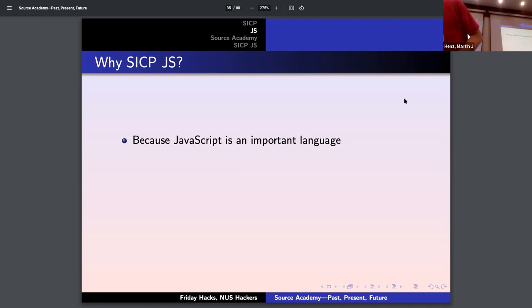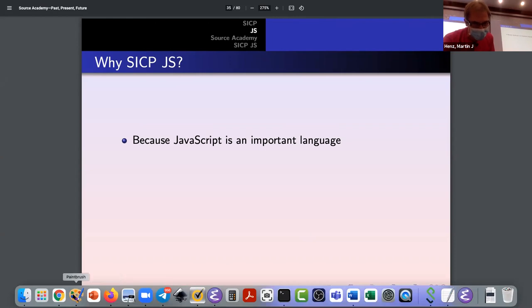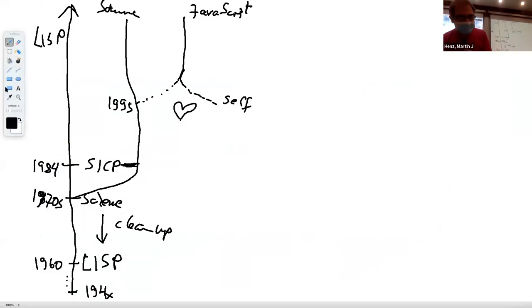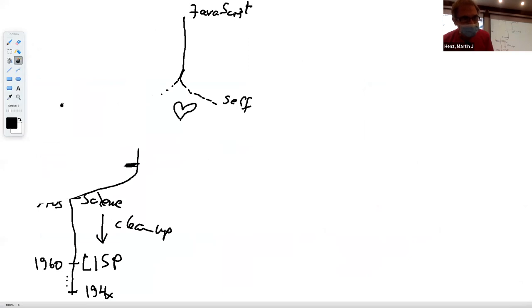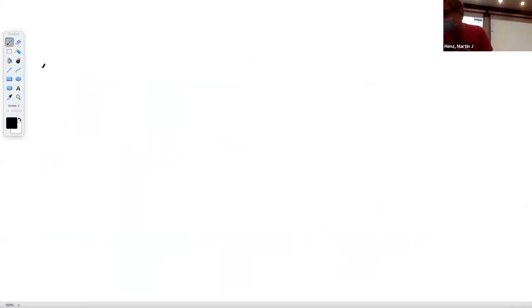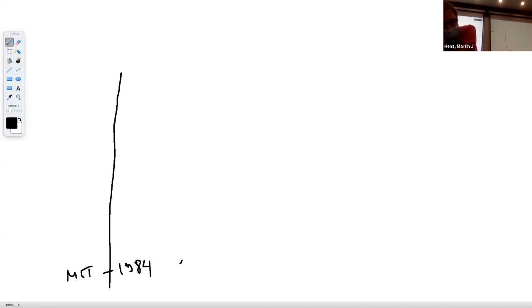Okay, so let me share that story with you, because I said that I want to cover the past, present, and future of the Source Academy. So what happened with the textbook? When we look at the history of the education here, you have this MIT starting point. That was in 1984. That was SICP.